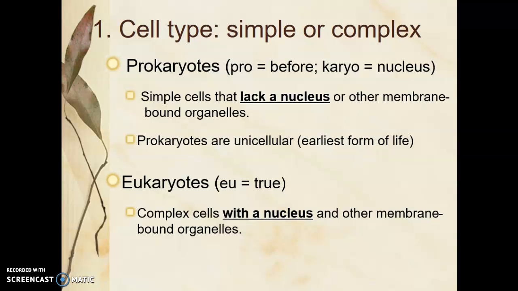So think of this like a very busy cell. Your cells are very complex with lots of specialized parts. Eukaryotes can be unicellular or multicellular. You are a multicellular eukaryote. However, yeast is a unicellular eukaryote.